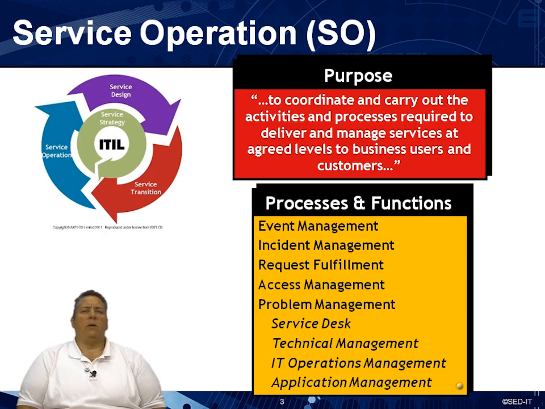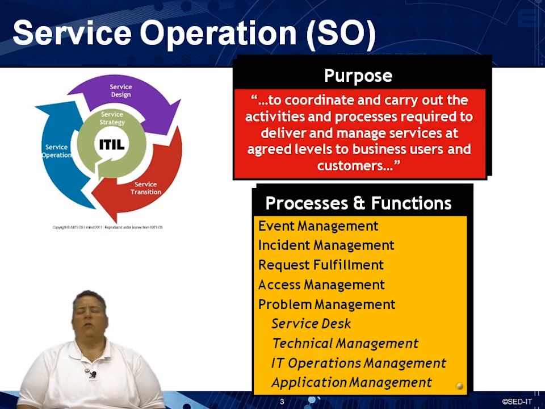The processes that are going to be supporting service operation, we have 5. So we have event management, really a proactive process that is centered around our monitoring capabilities. Incident management, how do we manage failure or reduced quality of service? Request fulfillment, how do we handle the request for services or for those standard commodity items? Access management, how do we manage the request for rights to data, to new applications or to services? And finally, problem management. How do we go about understanding why something has failed?